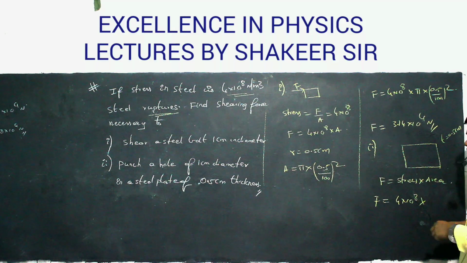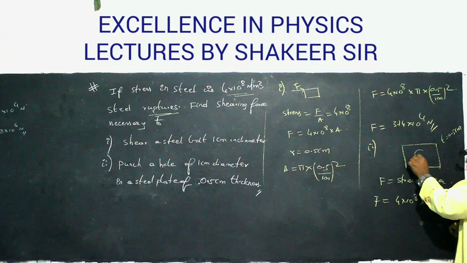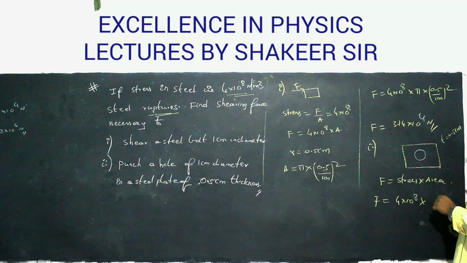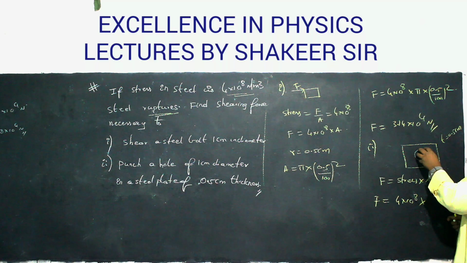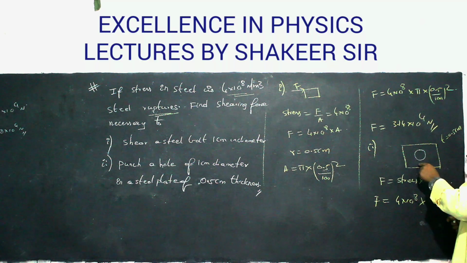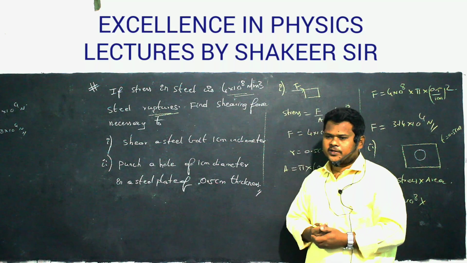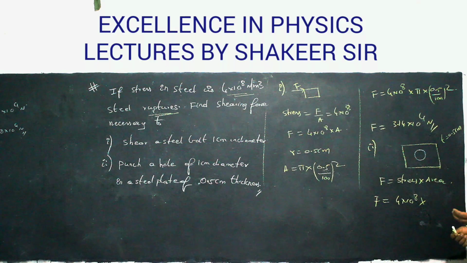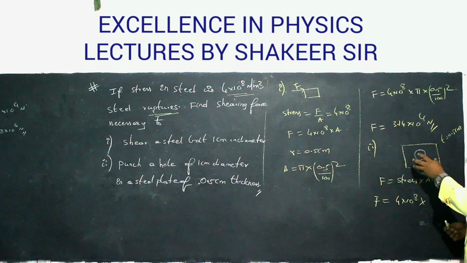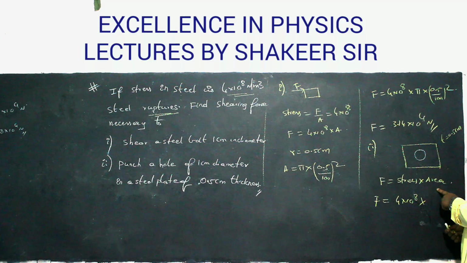So to punch a hole, what I have to do? I have to apply force in a circular direction, no? I have to apply force like this. Are you able to understand? So my circumference will become 2 pi r. And what is the radius? Diameter is 1 centimeter. So radius is again 0.5 centimeter. But the circumference is only length, no? What is meant by A here? A means area.